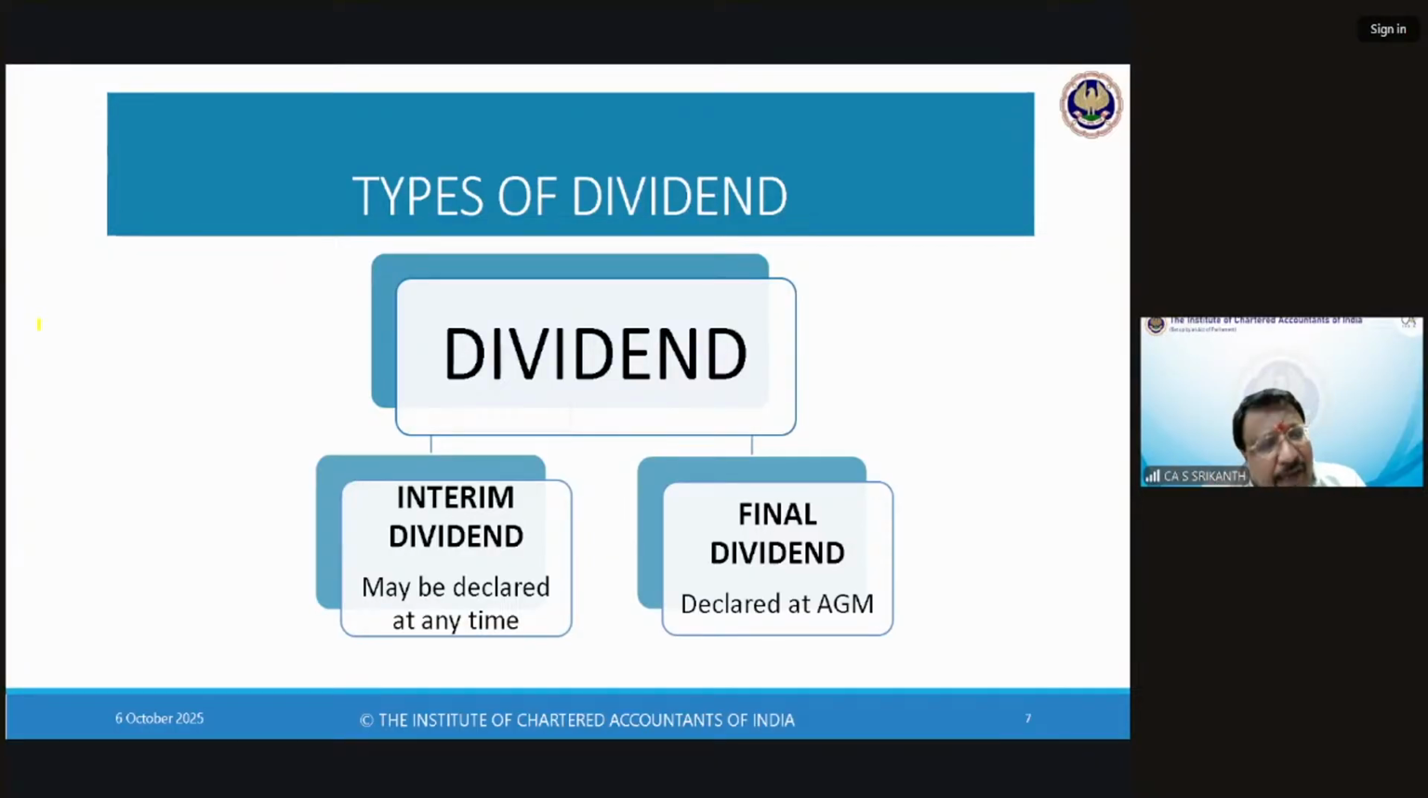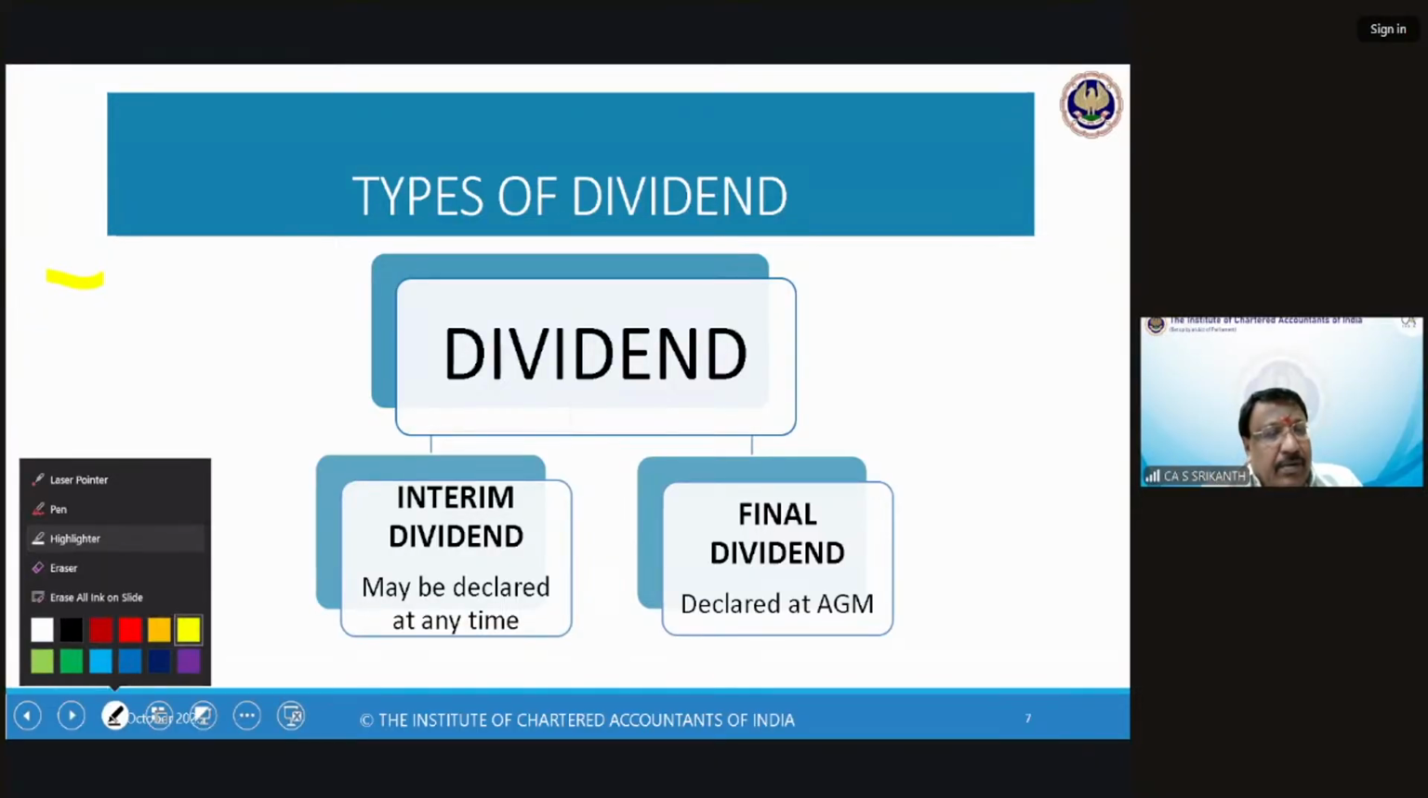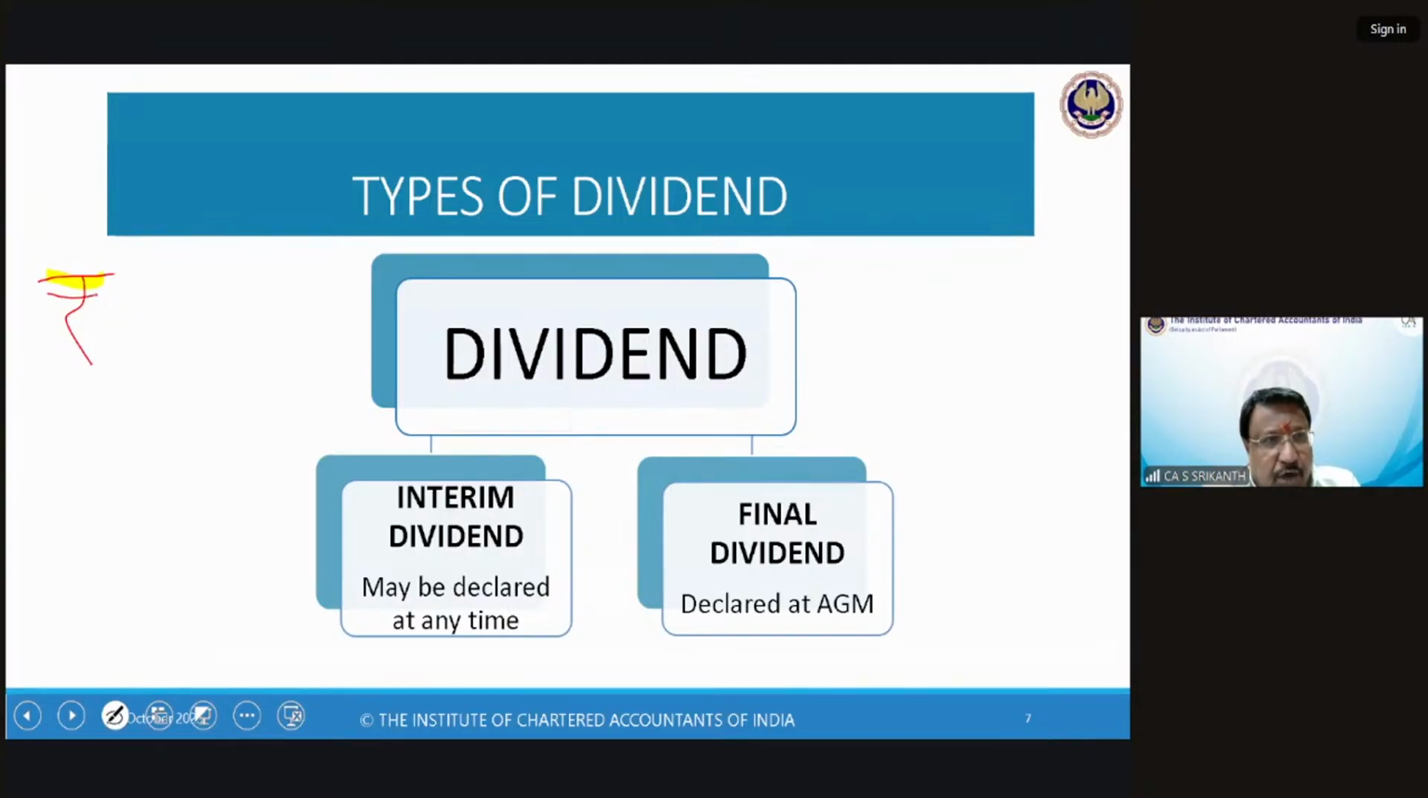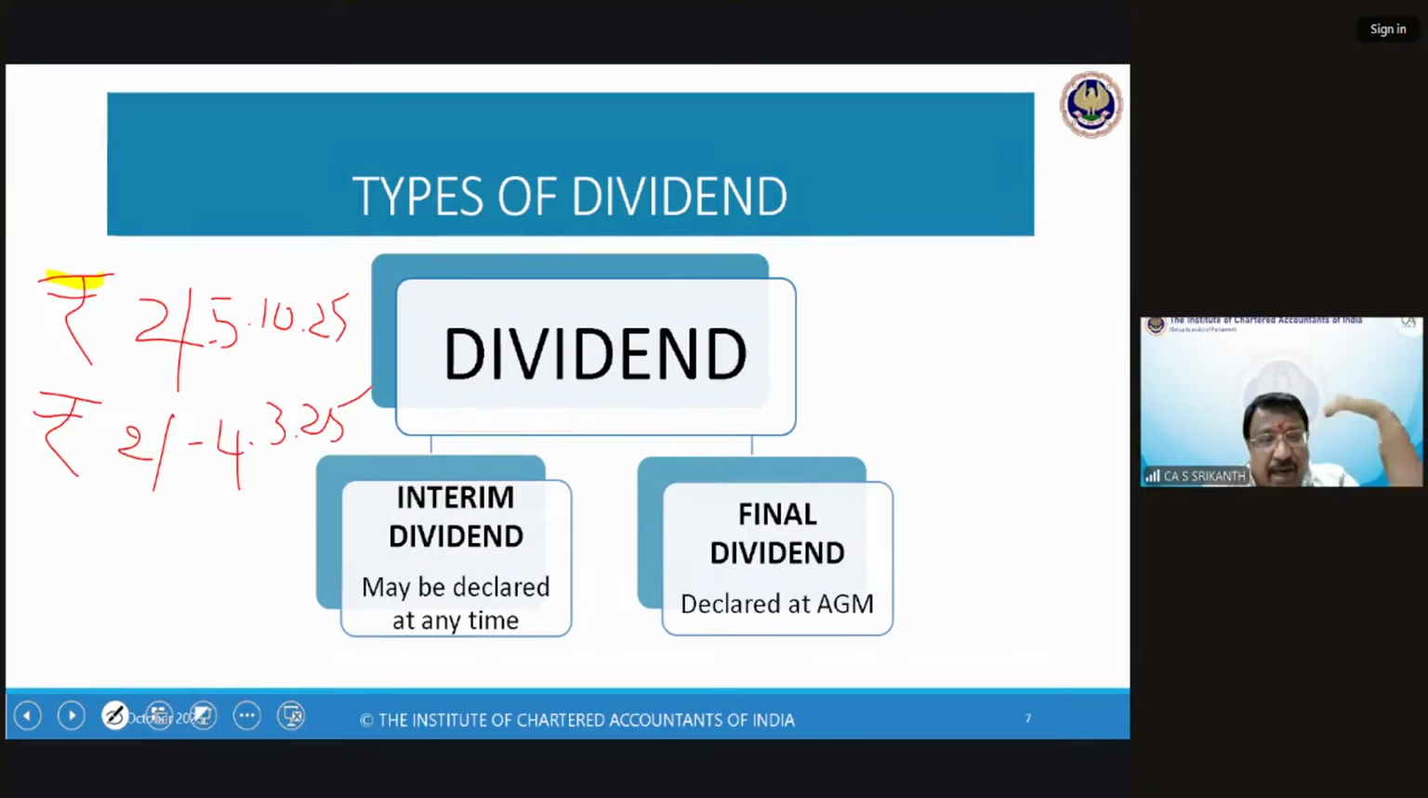Suppose a company declared an interim dividend of 2 rupees on, for example, 5/10/25, then again another 2 rupees on 4/3/25. Finally, they declare a 7 rupees dividend. That means what? This 7 includes this 4. So the balance 3 will be paid. So that 7 rupees is the final dividend.